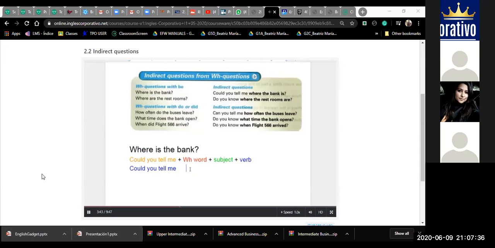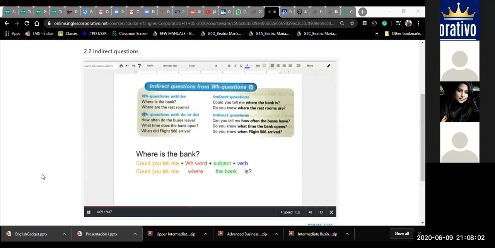This is going to be followed by the subject. So in this case it happens to be the bank, where the bank. And then finally, we're going to include the verb. So in this case, could you tell me where the bank is? And just so that we follow the pattern that I'm proposing here, I'm going to go ahead and play with the colors for now.